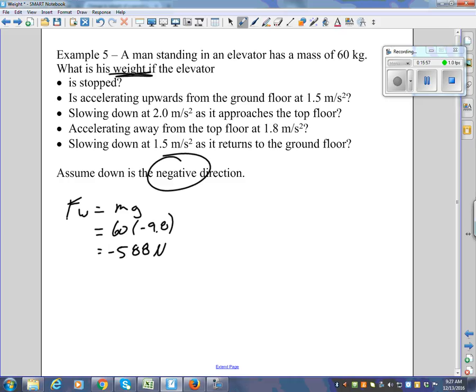This always causes problems because I try to simplify it and I usually end up making it more complicated. If you wrote 588, I'd be fine. Is that what you're asking me? If I write 588, am I going to get it wrong? No. I'm good with that.